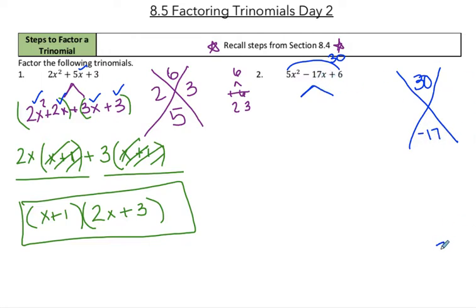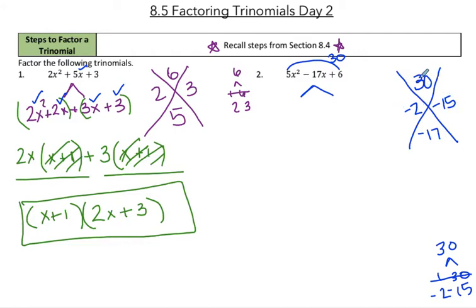So factors of 30, and we have 1 and 30. I could make 31, I could make 29, but not 17. 2 and 15, that's where I can make 30 and 17. But notice I need a negative 17. In order to get negative, I need them both to be negative so that they multiply to keep my positive, but add together to make my negative. So once I found my negative 2 and my negative 15, I can check.